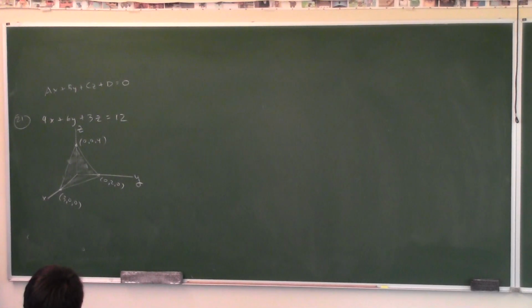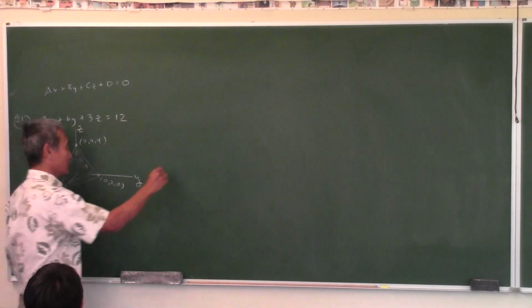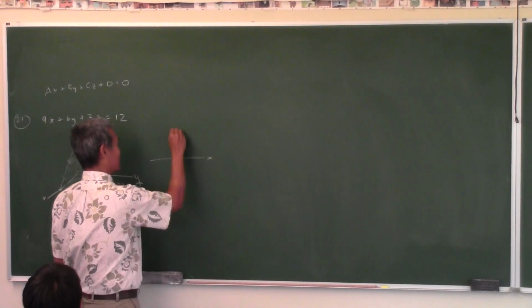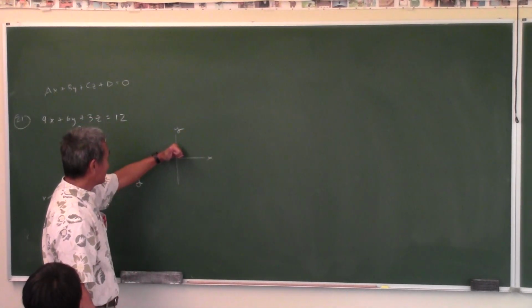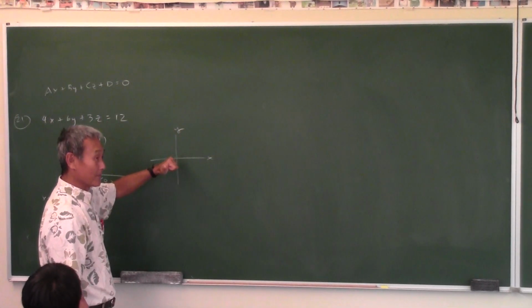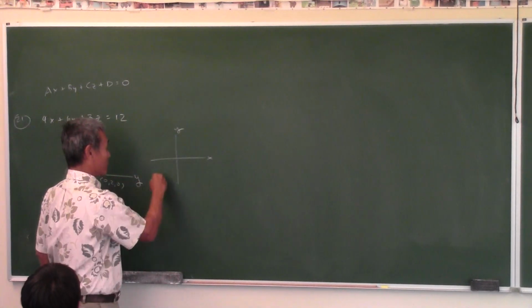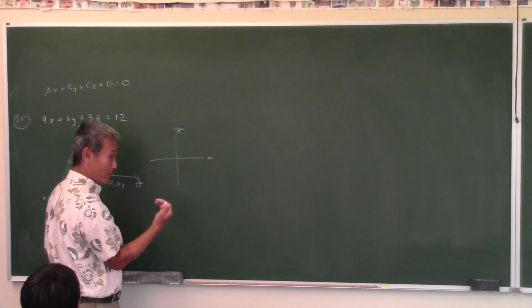It says graph in the first octant. What is it? That's where x, y, and z are all positive. I'm not asking for the graph in the fourth octant. I'm asking for the graph in the first octant. There are 8 octants. Okay, the z-axis comes out like this, right? Okay, 1, 2, 3, 4 on this side of the board.